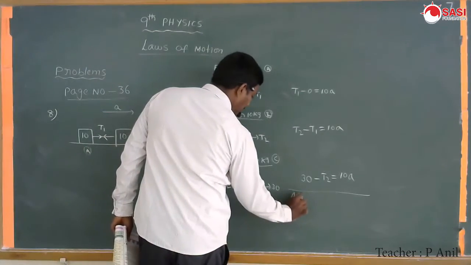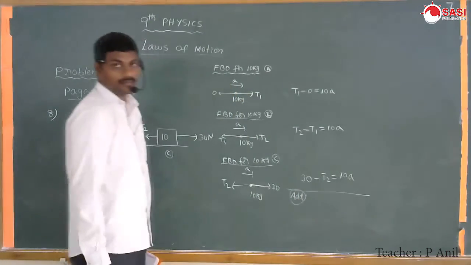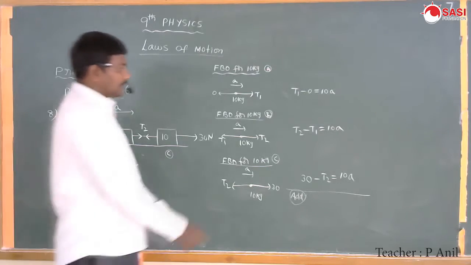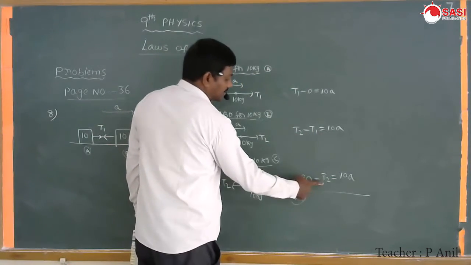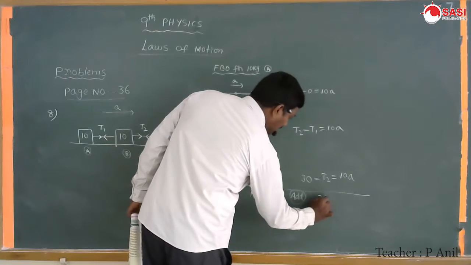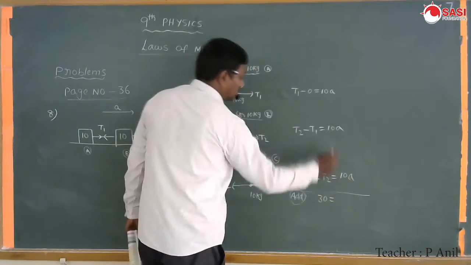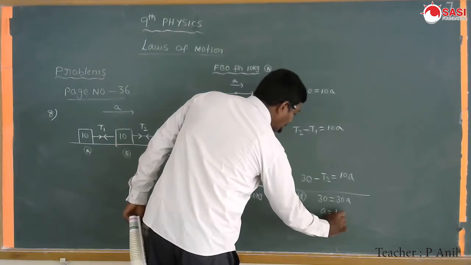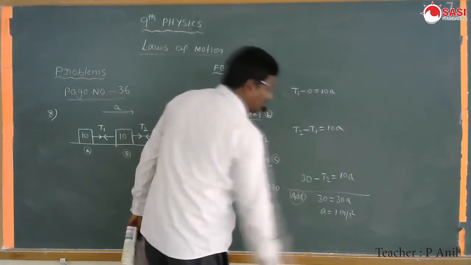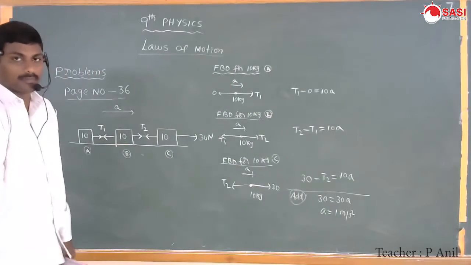We can add these equations. T1 gets cancelled, T1 minus T1, T2 minus T2. On the left side 30, on the right side what is the value? 30A. From this, A is equal to 30 by 30, that is 1 meter per second square, the acceleration of the system.